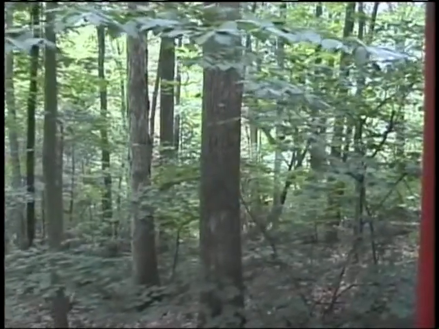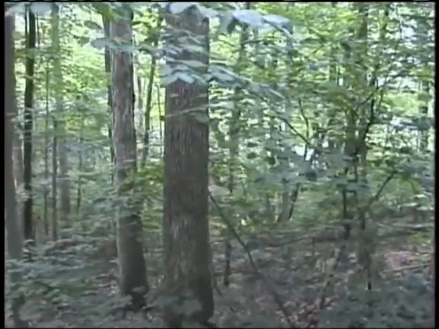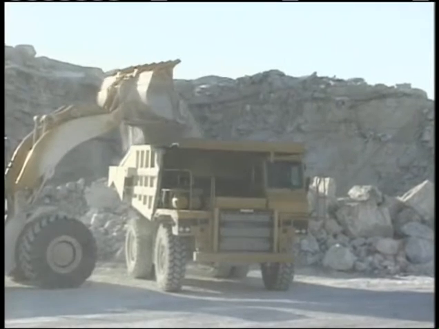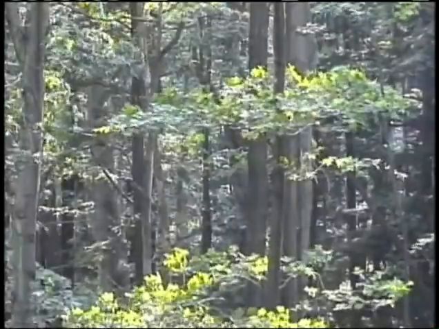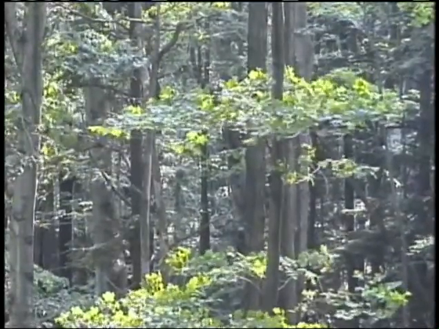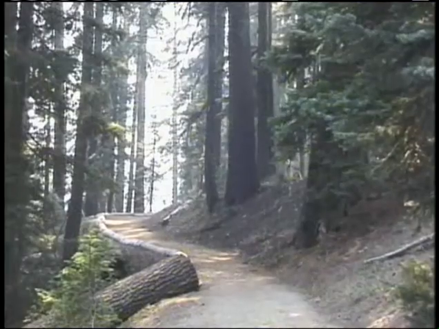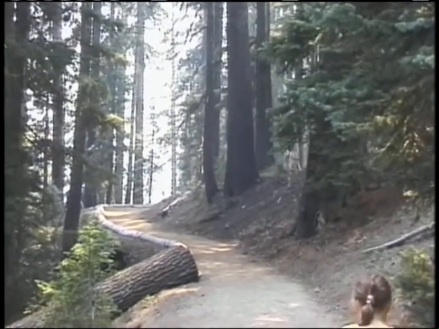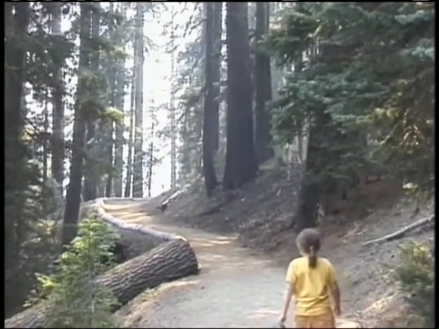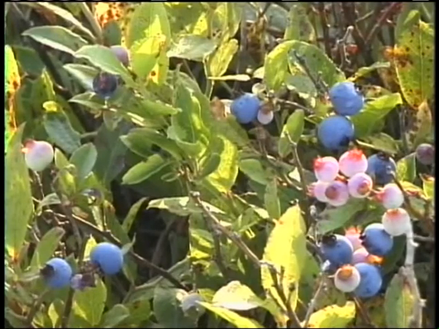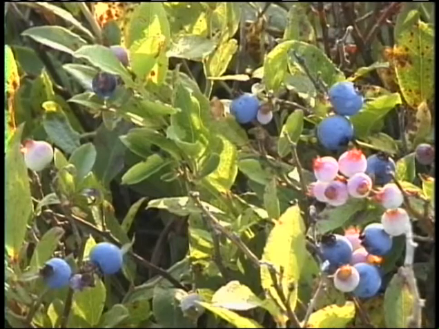Natural resources can be classified into two major groups: renewable resources and non-renewable resources. You decide. What are renewable resources? Renewable resources, such as trees, are natural resources that can be replenished or renewed. These wild blueberries are a renewable resource in that they grow every year.